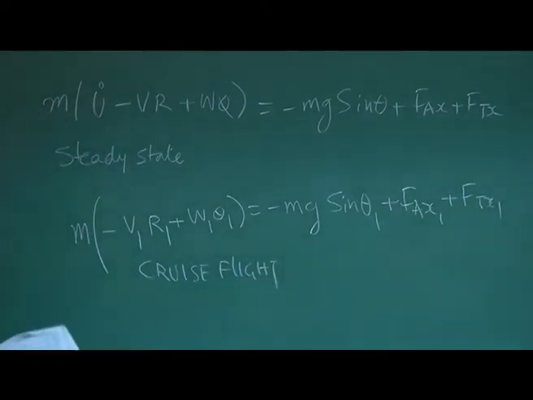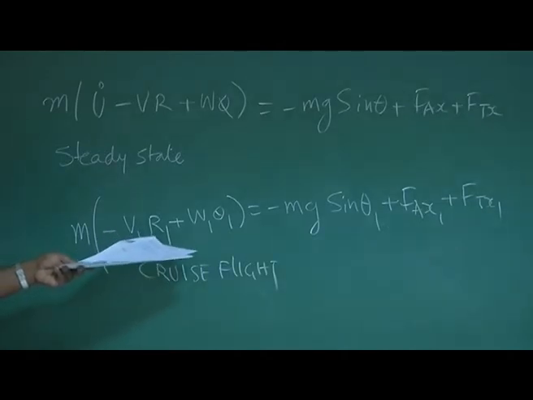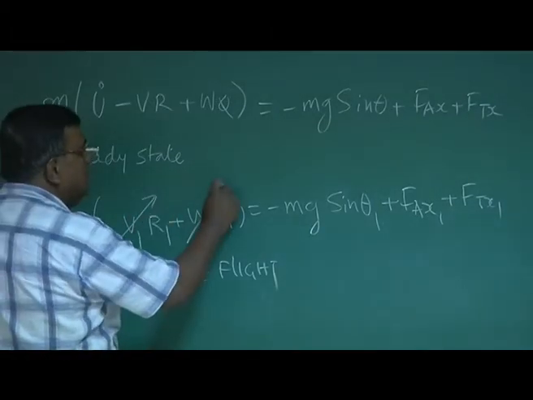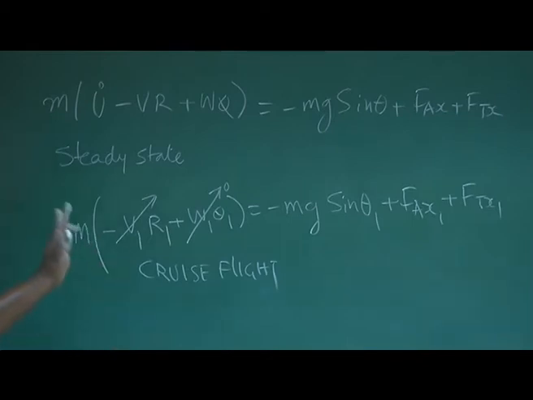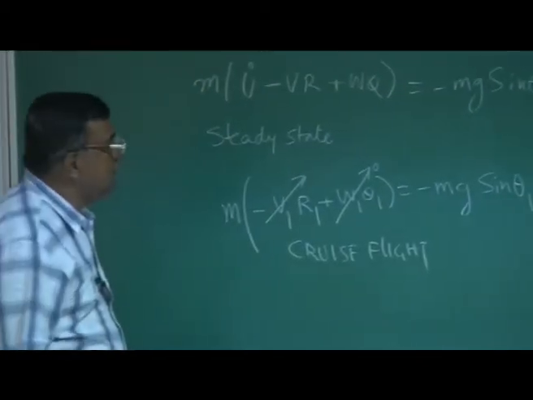What will happen during cruise? What is the value of V1 or R1? There is no lateral speed, there is no yaw rate. So this goes to 0, this goes to 0. There is no Q1, there is no pitch rate. So what will we get?